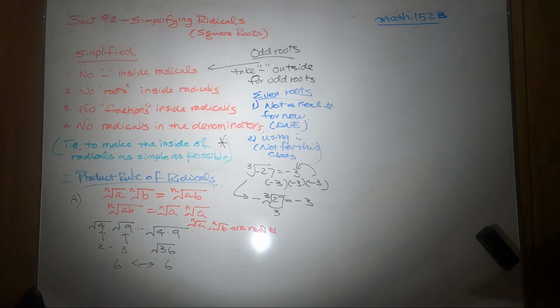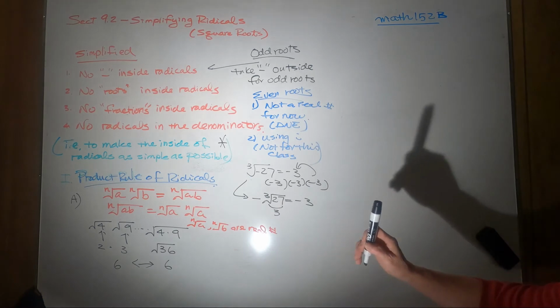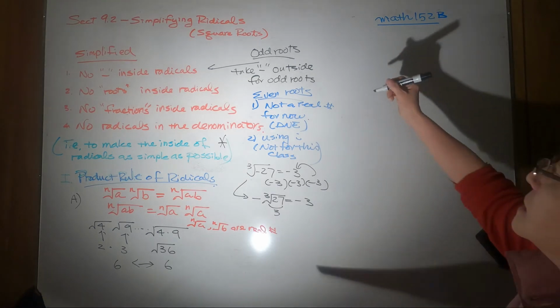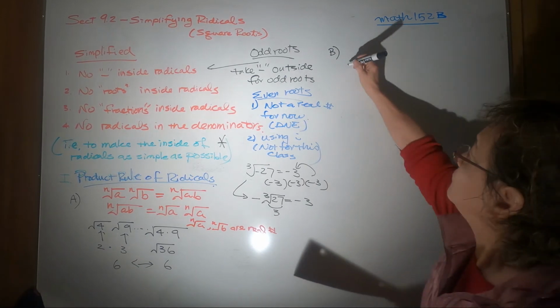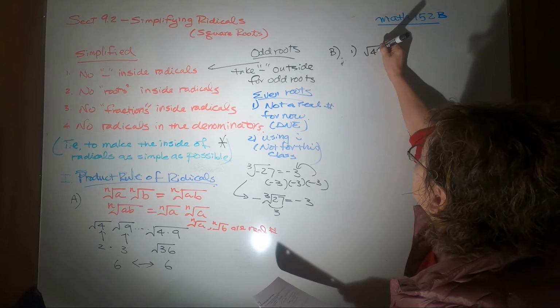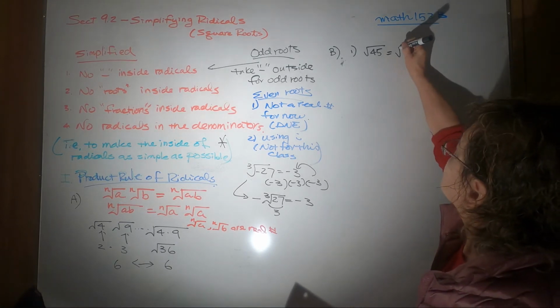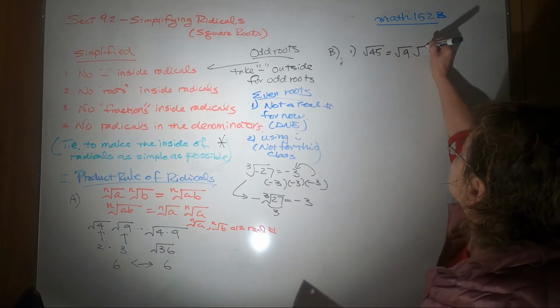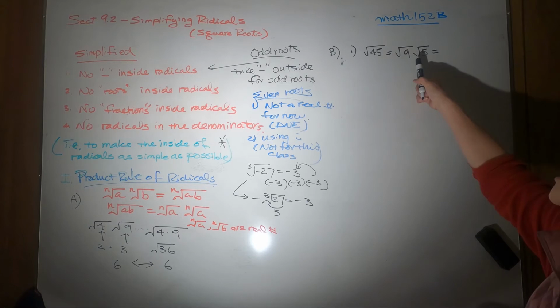Okay, so minimize the radicand. Radicand means inside. To make that as small as possible. Okay, so if we have square root of 45, a big number inside, then we want to make the inside as simple as possible. You can do that. One way is: square root of 45 is square root of 9 times square root of 5. Then square root of 9 is a good number.